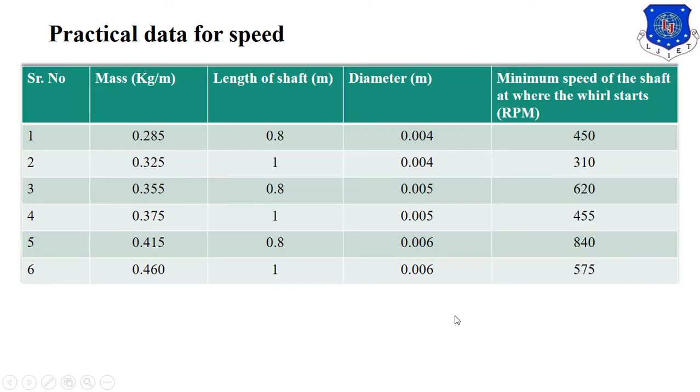Now the second analysis. Here we have the practical data for the speed. For the shaft of 0.8 meter length and diameter 0.006 meter, we get the speed of the shaft as 840 rpm. Okay, this is our practical data. Now let us have our theoretical data.